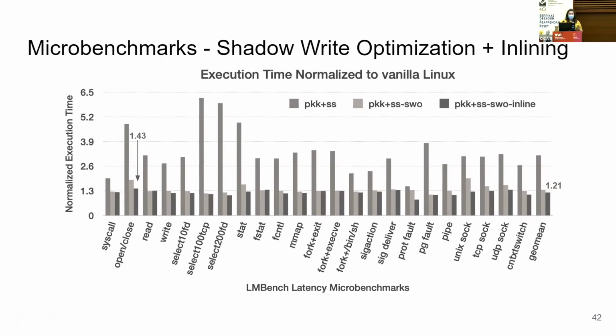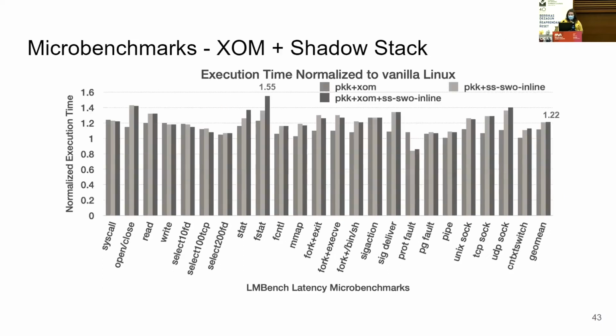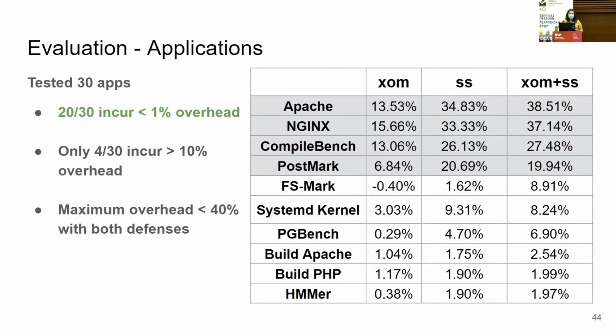Now, when both optimizations are enabled, shadow write and inlining, the overheads drop even more, to 43% maximum for the open-close micro benchmark and roughly 20% geomean across the latency micro benchmarks. And when both execute-only memory and the optimized shadow stack are enabled, the overheads remain roughly the same, 22% geomean overhead across the benchmarks.